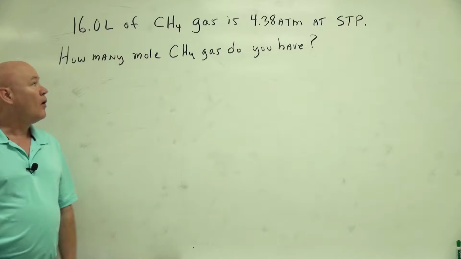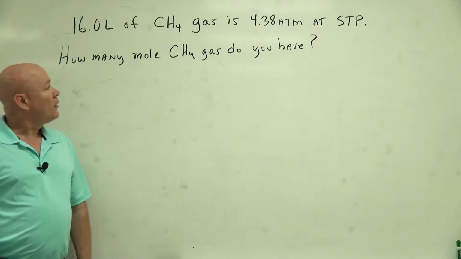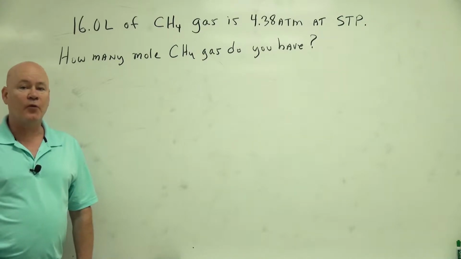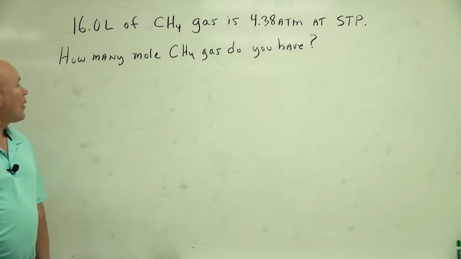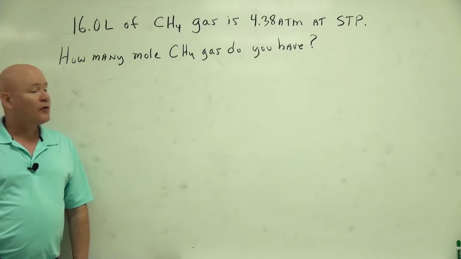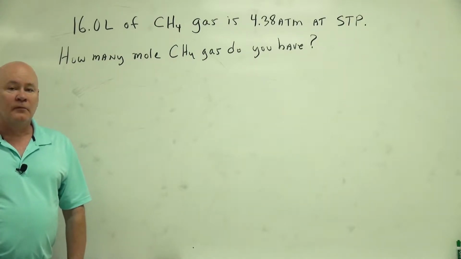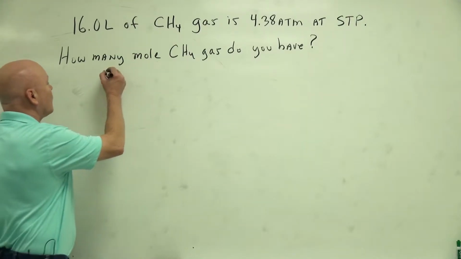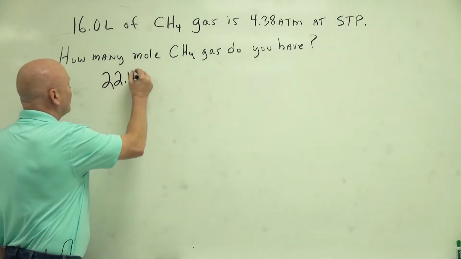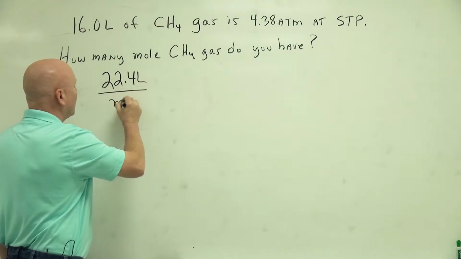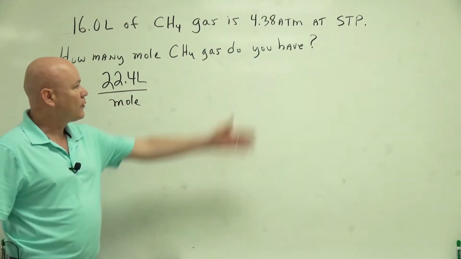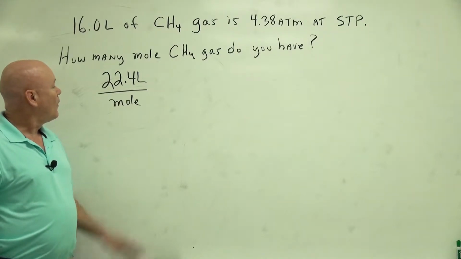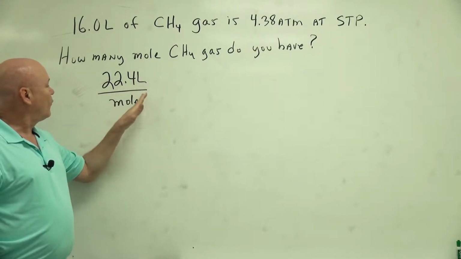16.0 liters of methane gas, CH4, is 4.38 atmospheres at standard temperature and pressure, STP. How many moles of CH4 gas do you have? Well, as soon as you see STP, or standard temperature and pressure, you know that you're going to need 22.4 liters per mole. This is the whole point of STP, is you have this conversion factor. And so this is how we go from liters to moles and moles to liters.